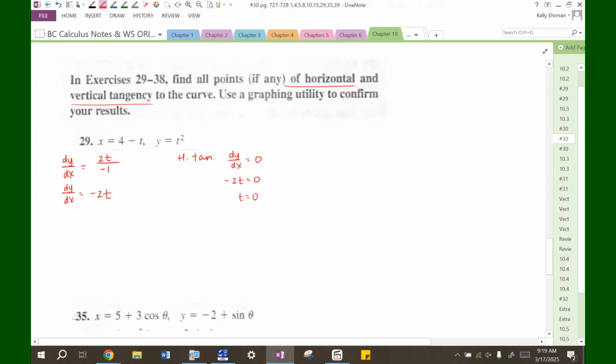Okay, so what is a point of horizontal tangency? So points mean find the xy. So now you just need to calculate what's x of 0 and what's y of 0. X of 0 is 4. Y of 0 is 0. So there's a horizontal tangent at the ordered pair 4, 0. All right. What about a vertical tangent? Vertical tangent happens when dy dx is undefined, which is when its denominator is zero, but there's no solution to that. So there are no vertical tangents.